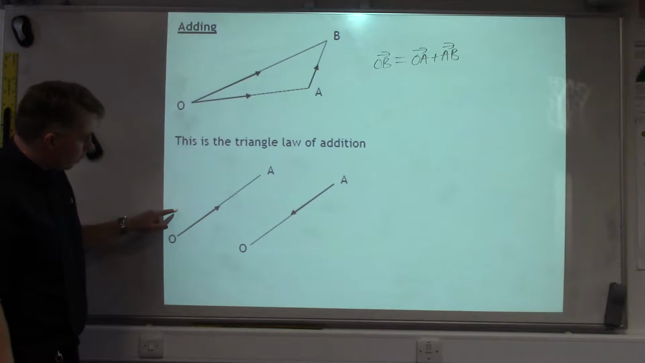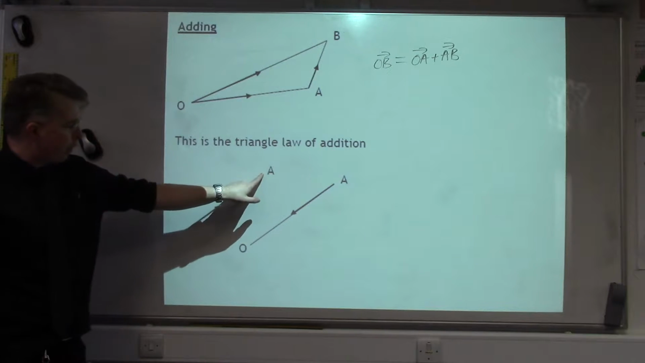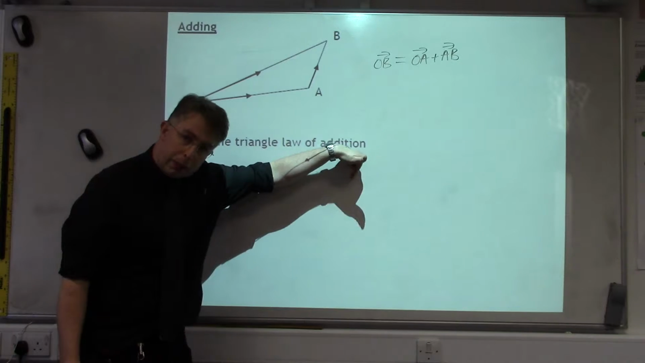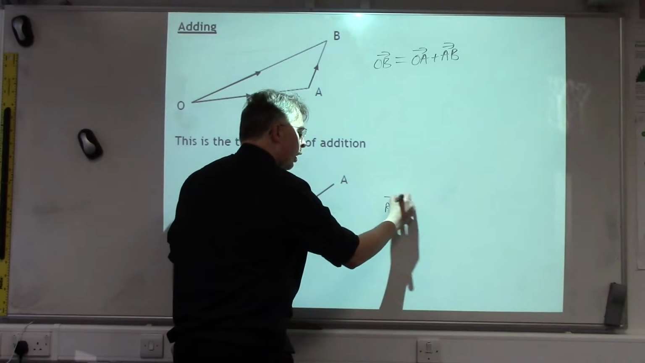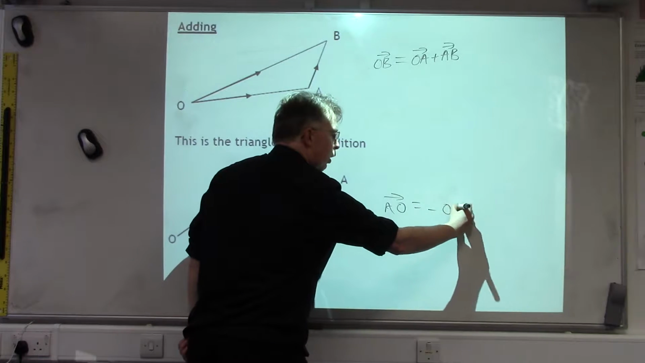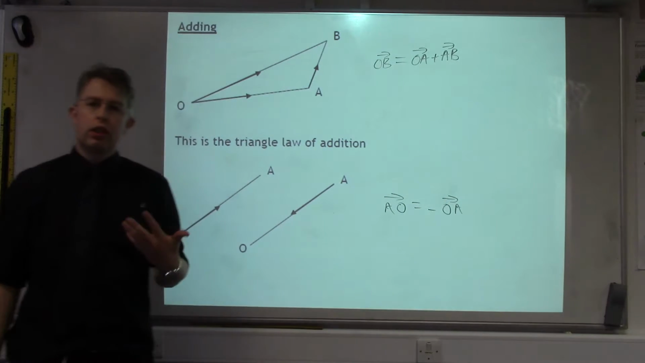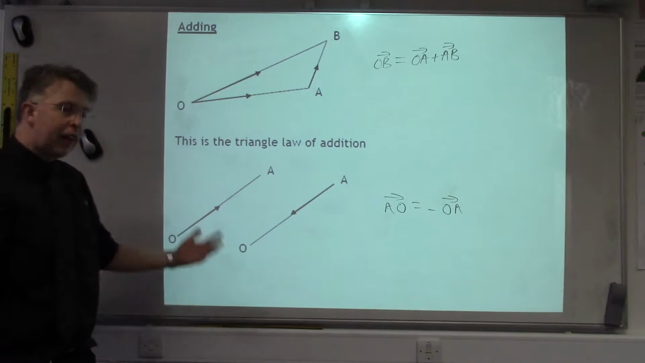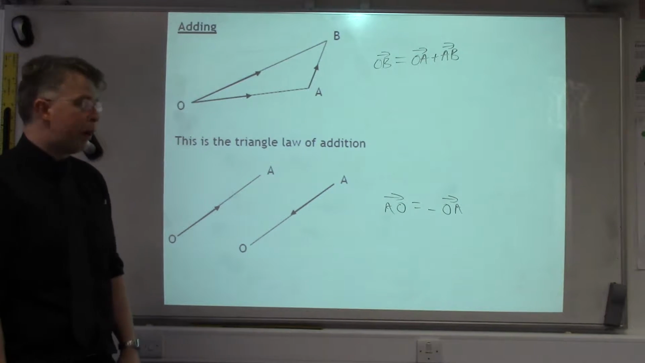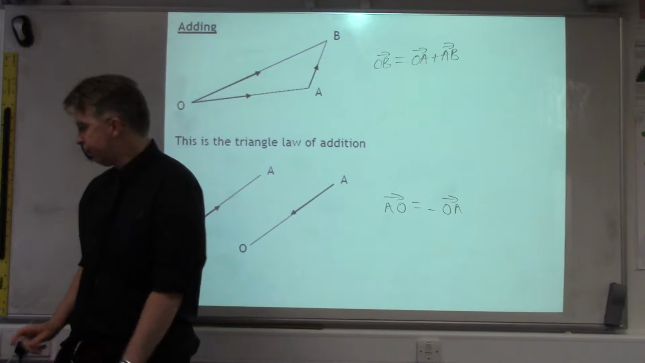Now, also important, if you've got the vector O to A and then you try and do the opposite vector going from A to O, then A to O is considered to be minus O to A. Because the minus doesn't affect the magnitude, because you can't have negative magnitude, it affects the direction. So minus means you go in the opposite direction.